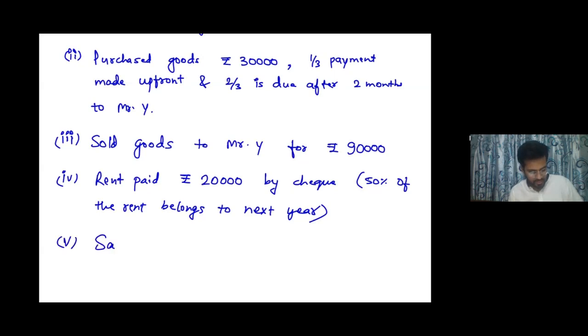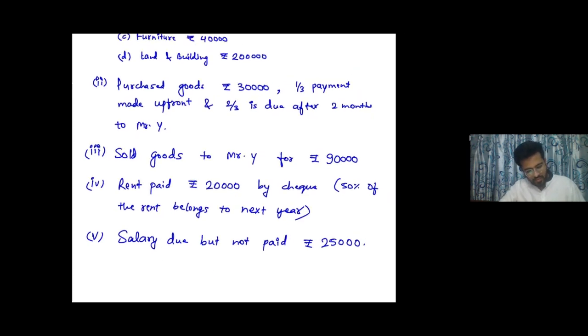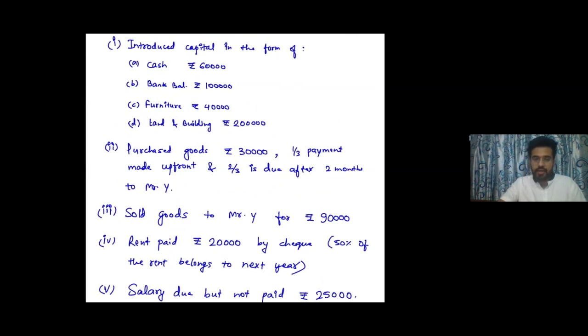Fifth, salary due but not paid rupees 25,000. Only five transactions I have given you right now where you need to do the journal entries. Okay, let's go one by one.